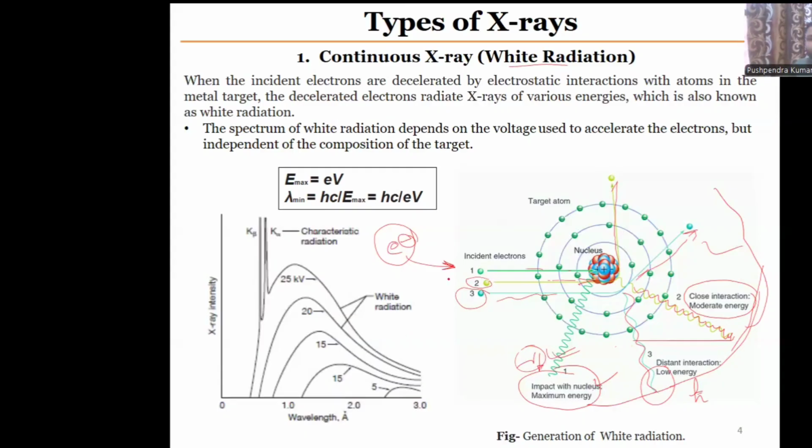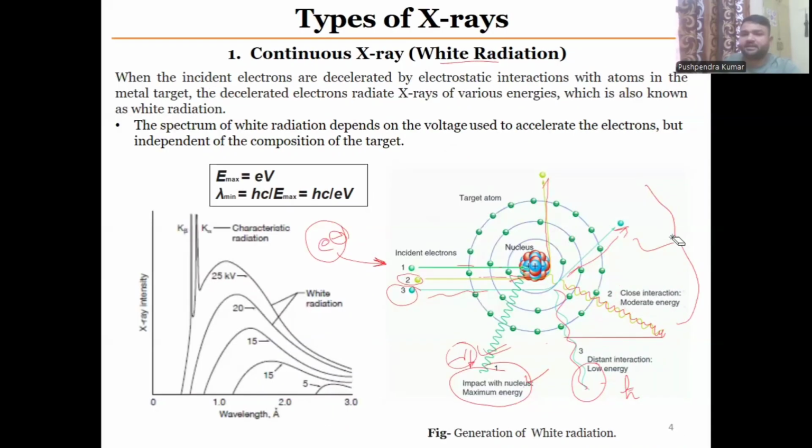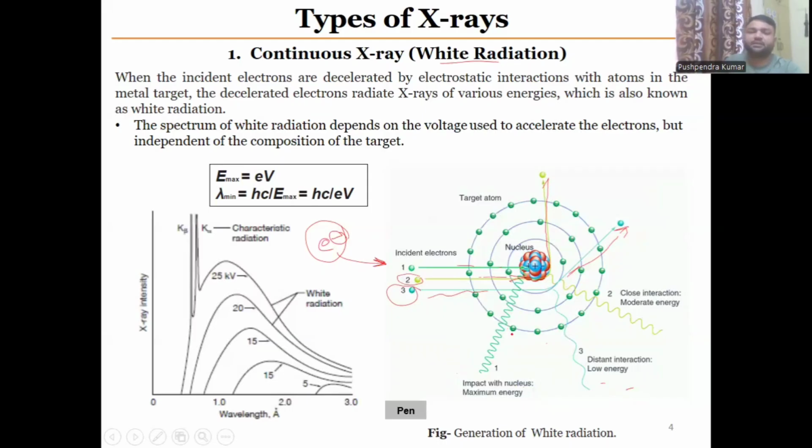We can say here that the energy of the X-rays produced depends directly on the kinetic energy of the electrons. We know that the kinetic energy of the electron is directly proportional to the charge of the electron and the voltage applied. Energy is also equal to eV, equal to hc upon lambda.